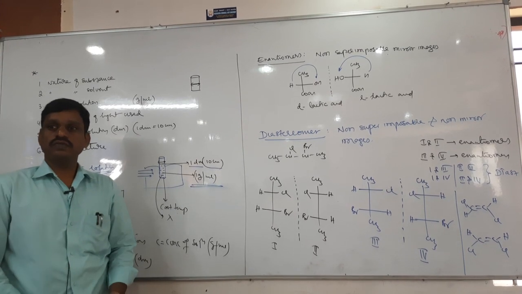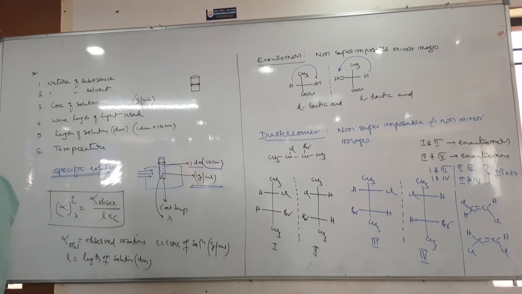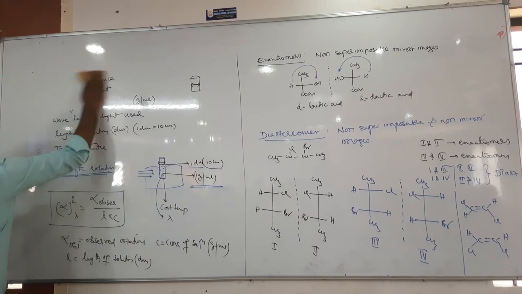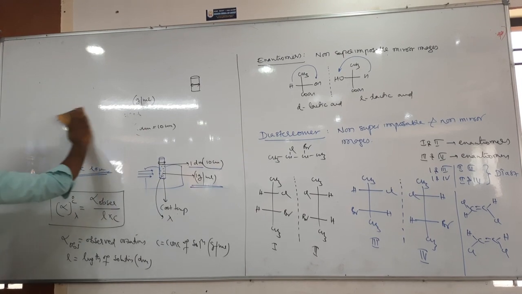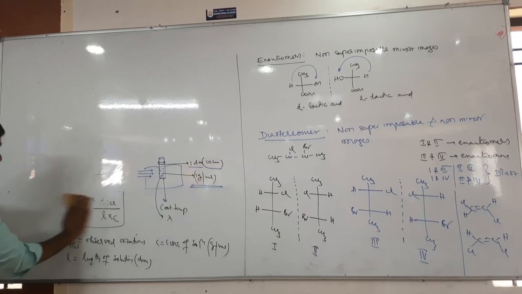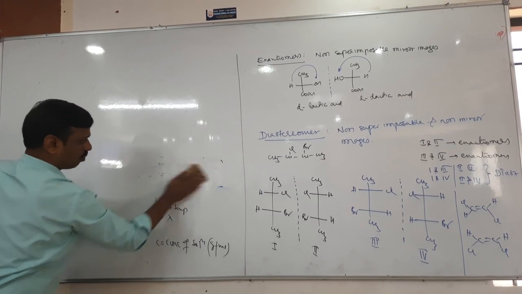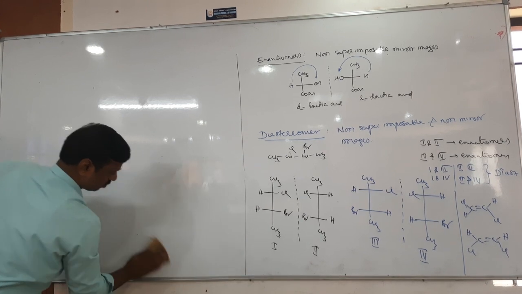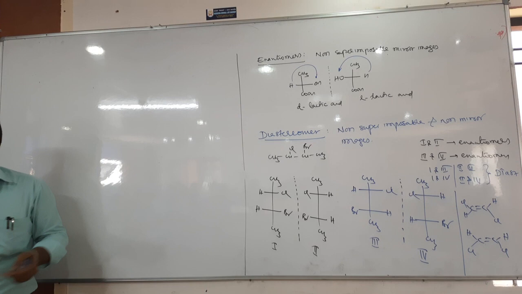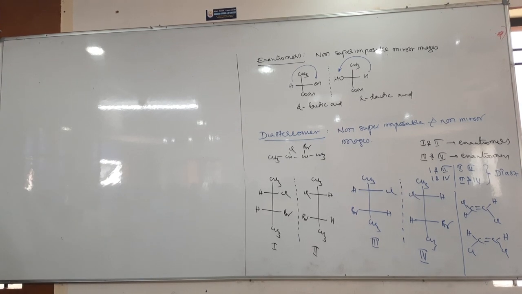Next, diastereomer. Non-superimposable, non-mirror images are called diastereomers. Okay, take an example.